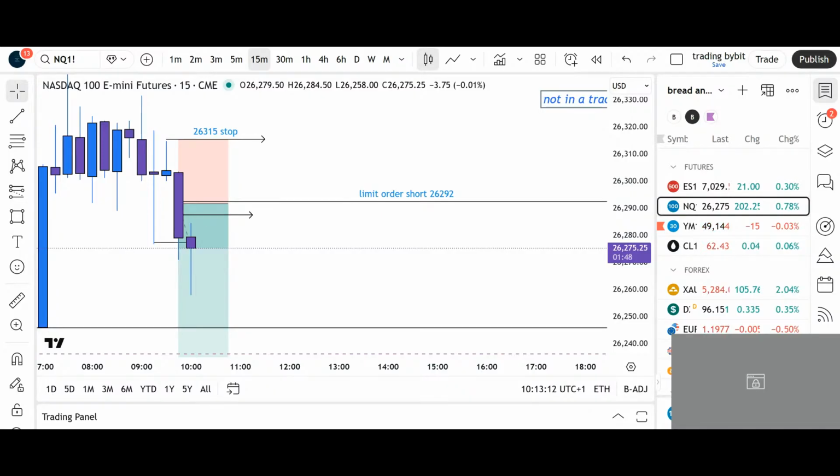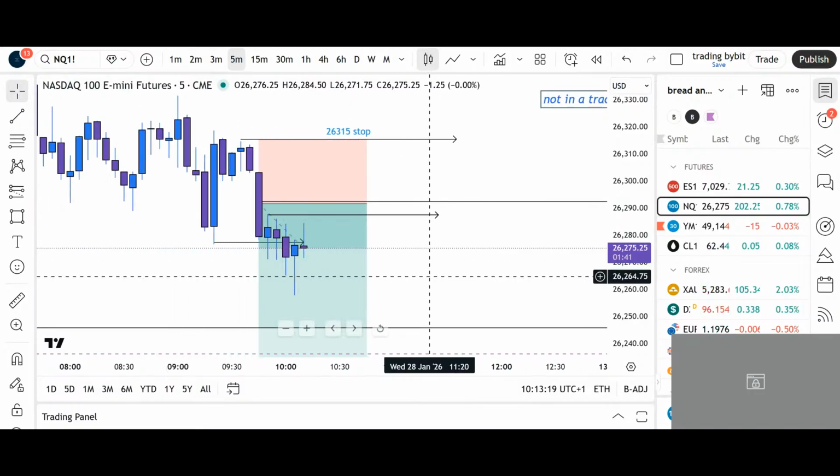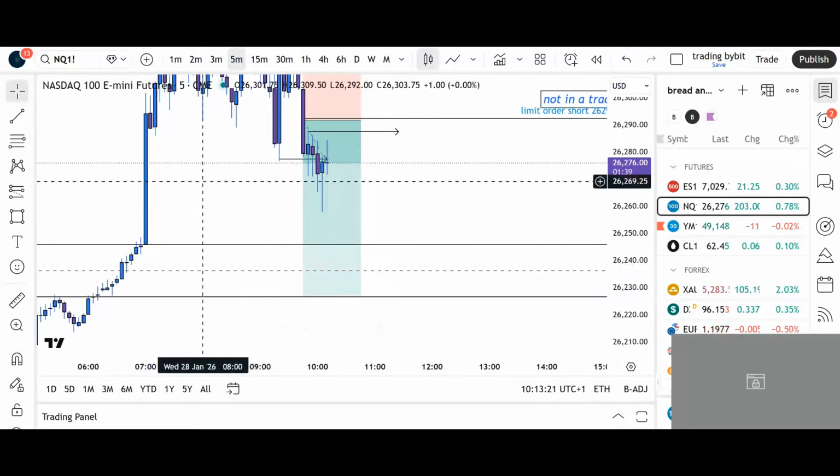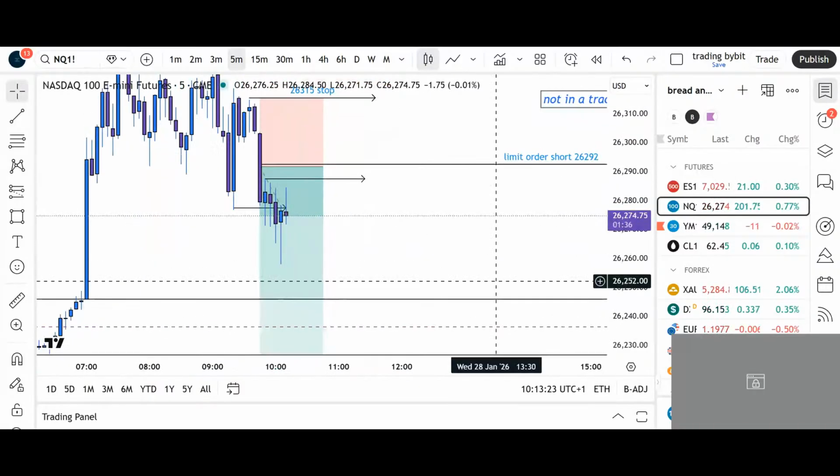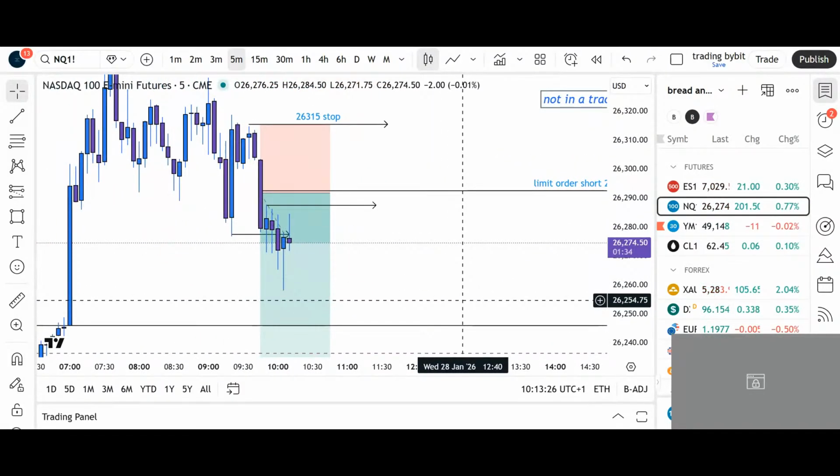So my idea stays the same. I'm gonna take that short anyways, doesn't matter how. It was a strong move back up already, but I still believe that we want to go to that hourly to take some liquidity and then move to the all-time high again.